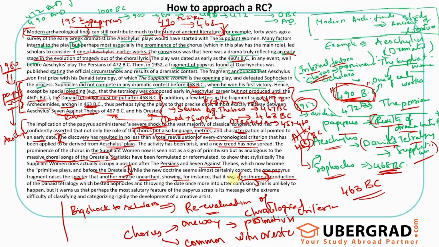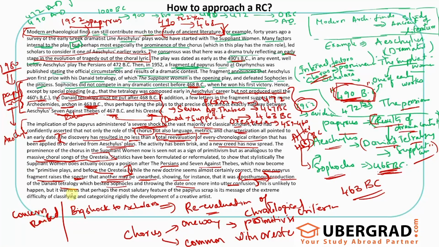That's what they're saying. For instance, if we find something like it, the posthumous production of the Danaid tetralogy, which bested Sophocles and throwing the date once more into confusion. So if that gives a particular example like this, then we get again confused, right? All the while we came up with this theory that it must be between 467 and 460, because they felt that the awards happened in 463 BC. That is with a bigger assumption that Aeschylus would have won a competition with a work that was published in recent times. He wouldn't win a competition with a publication which was done 30 or 25 years back. Right? That's the understanding of this. So that can happen. That's a concern raised by the author of the passage.